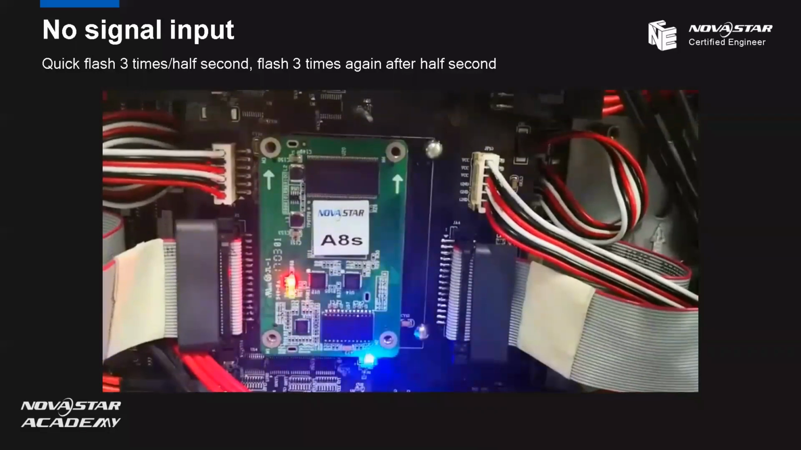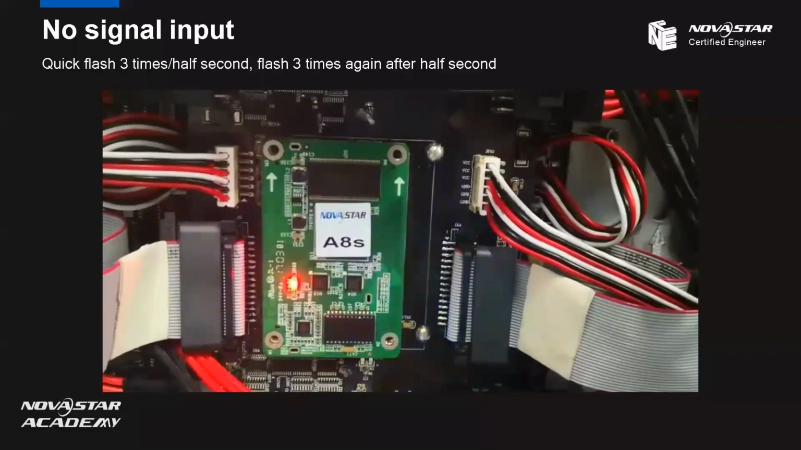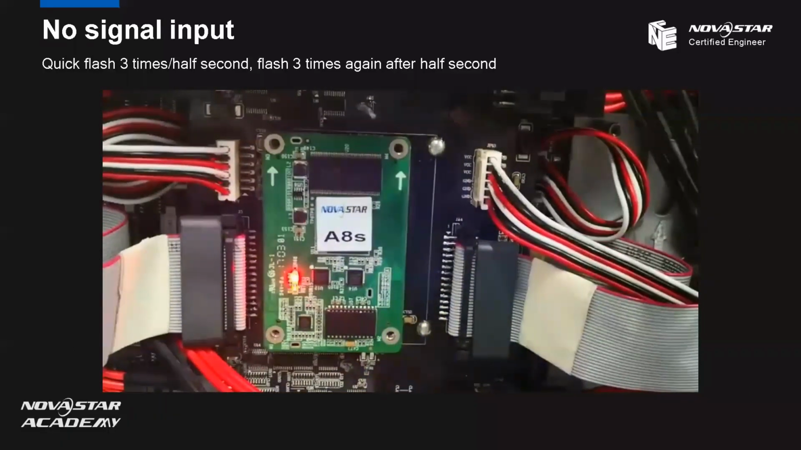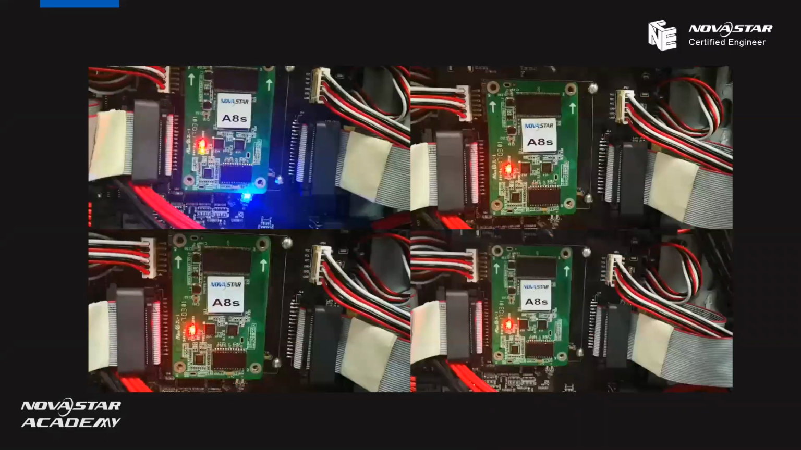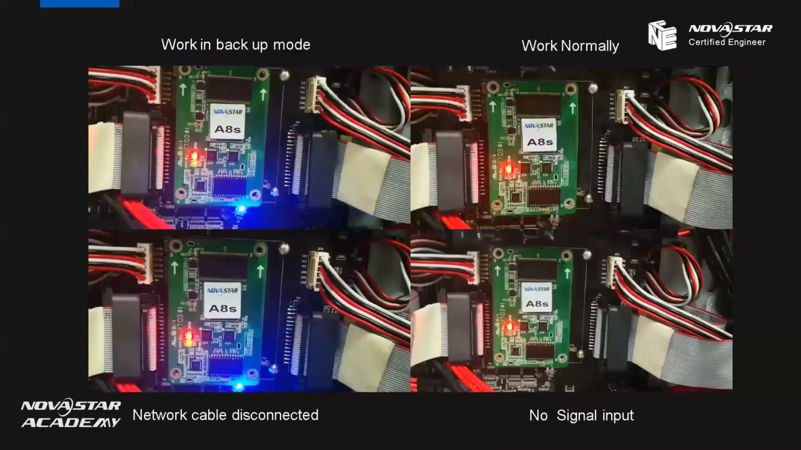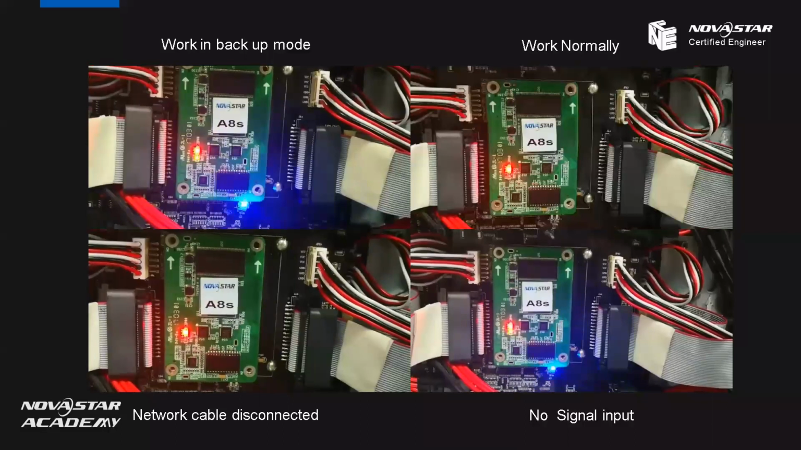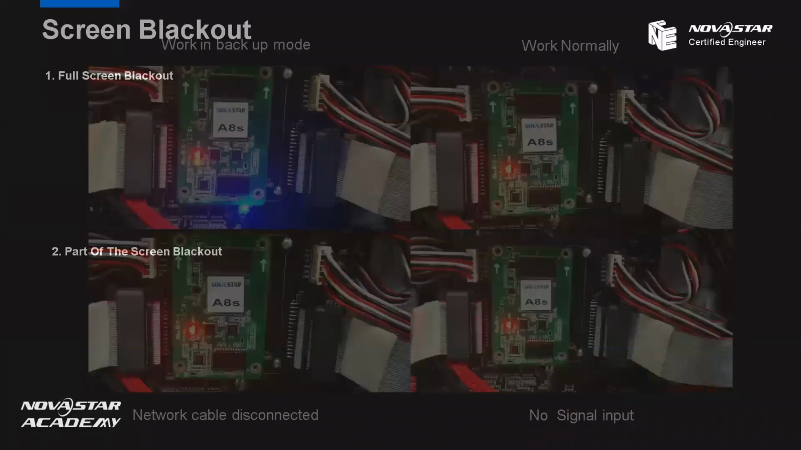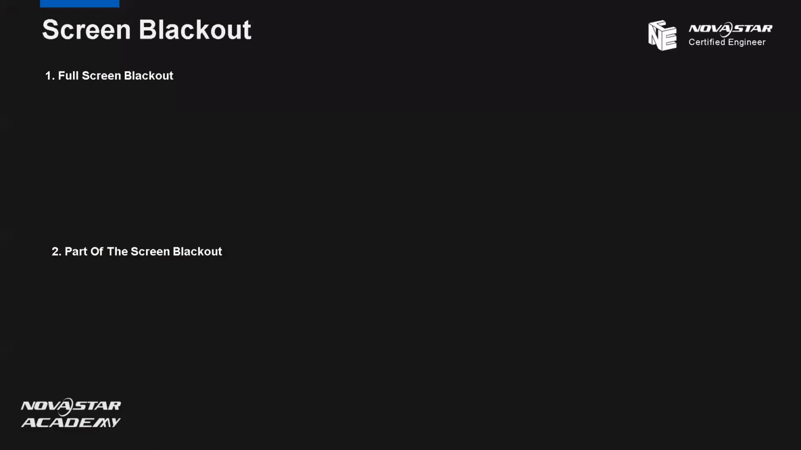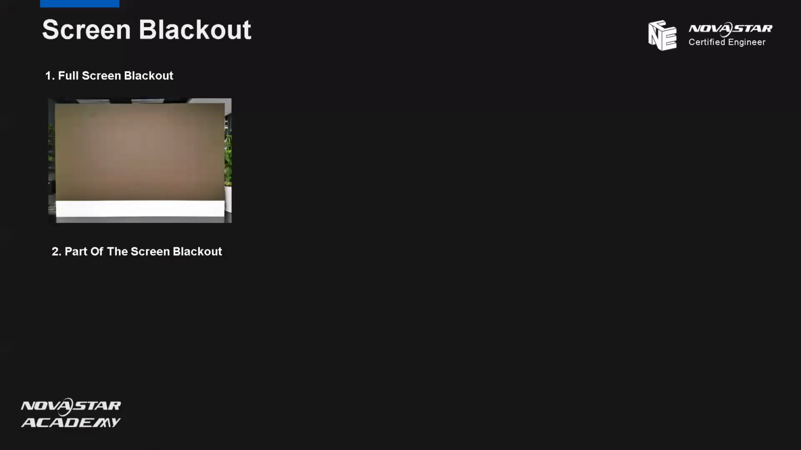So those are all of the indicator status of our receiving card. Since we already know all of the indicator status, next we can start the blackout issue troubleshooting. For the screen blackout issue, there are a total of 2 different kinds of blackout.